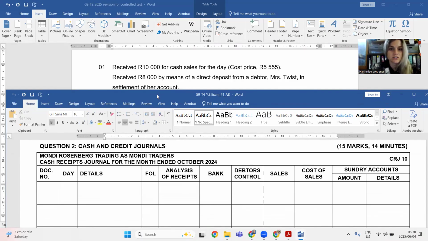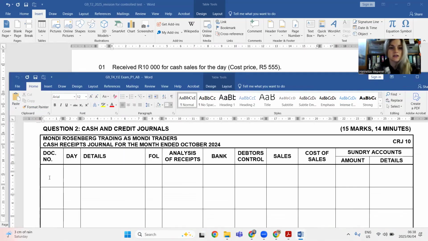But first things first, we had a cash sale for the day. So document CRR, because cash sales we receive in our cash register. Details, sales. The amount that we received, 10,000, at our business premises. We then deposited that amount into our bank account. The reason why we received this amount is because of new sales. We know that we cannot have sales without cost of sales, so we enter the cost of sales amount, the cost price, into the cost of sales column.